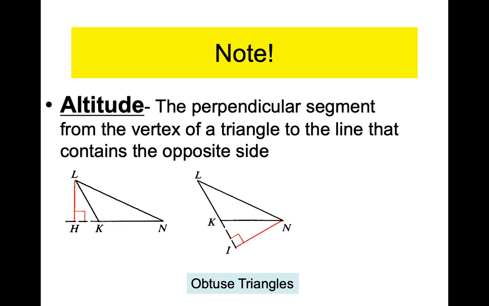If I go from N to the opposite side, I'd never get a right triangle, so I have to extend it. One of the sides will be okay for obtuse, just like it is for right. But the other two sides will look weird. So we did medians, go to the middle, altitudes, 90 degrees. So far, we haven't had anything we can calculate yet, right?